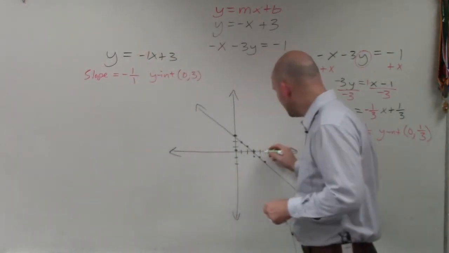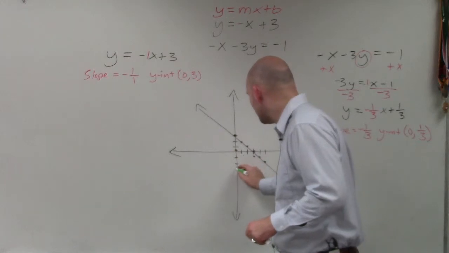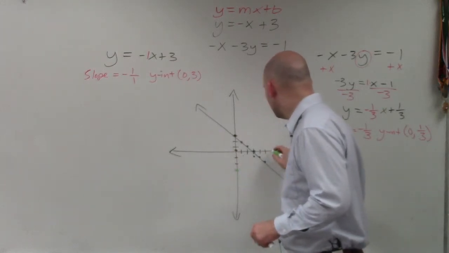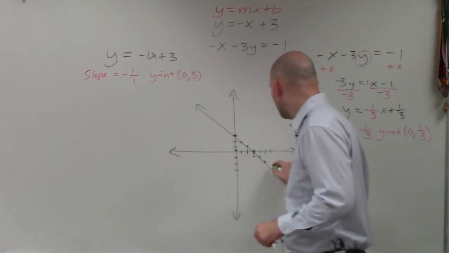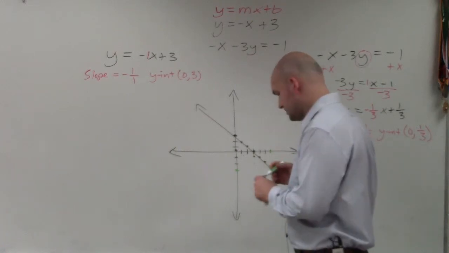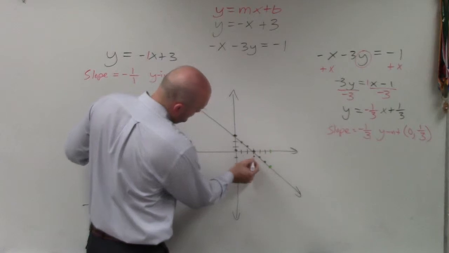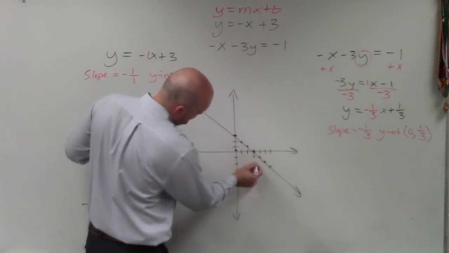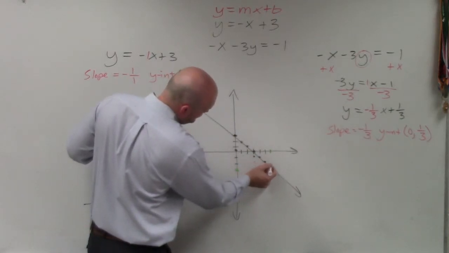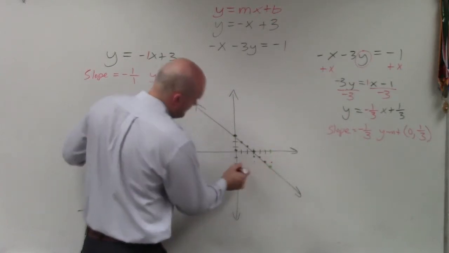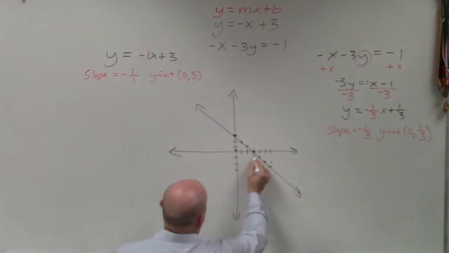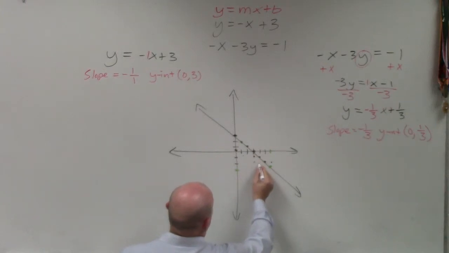Let's see. Let me go down one more. 3 over 1. So that'd be right there. So down 1 and then over 3. 1, 2, 3. Down 1 over 3. Down 1 over 3.